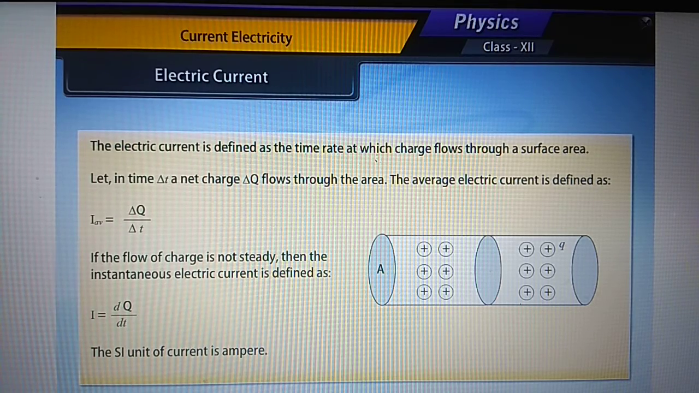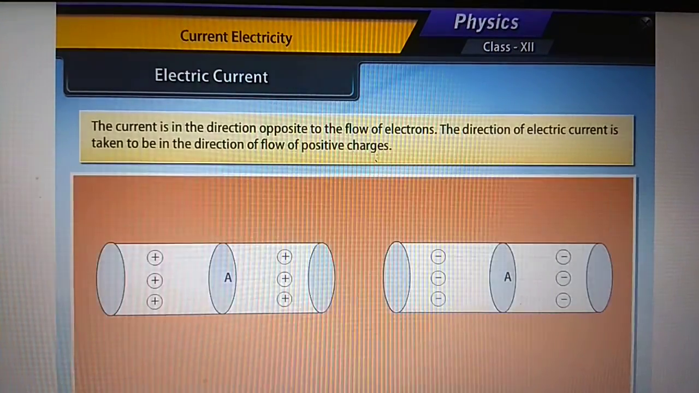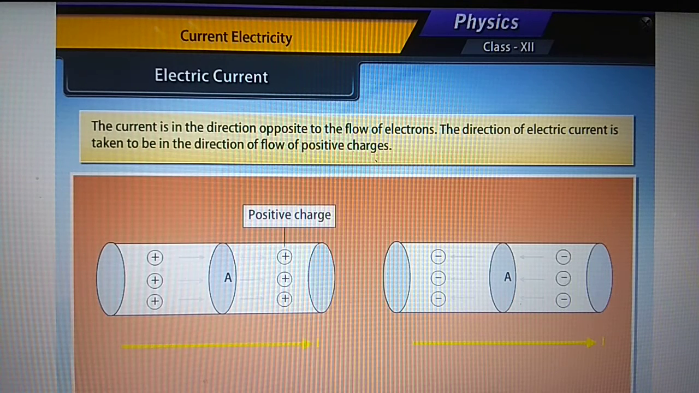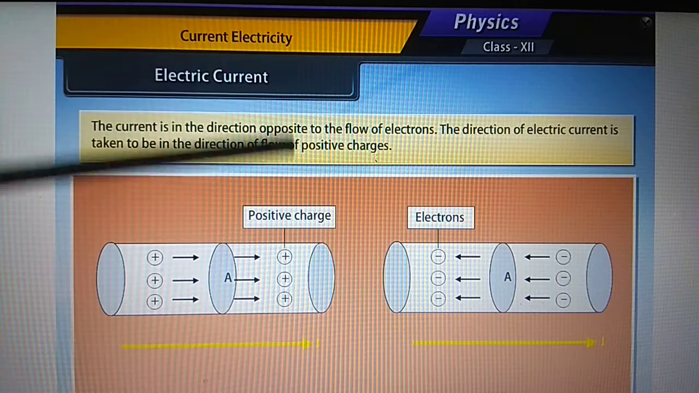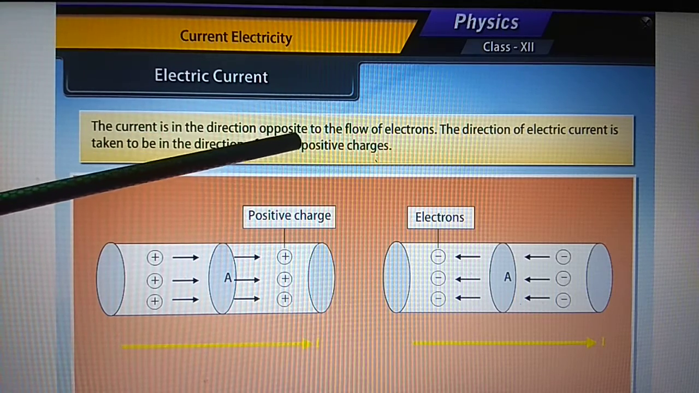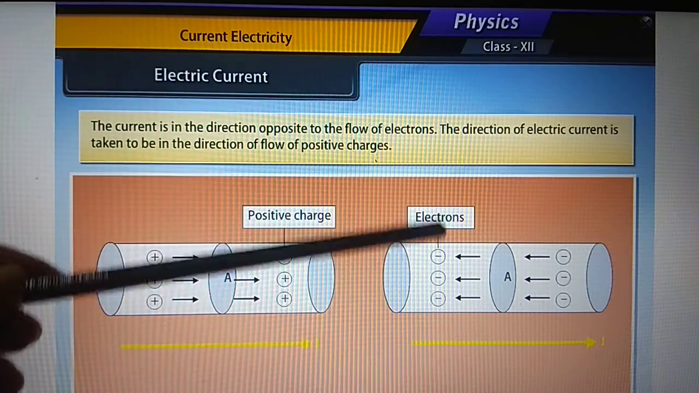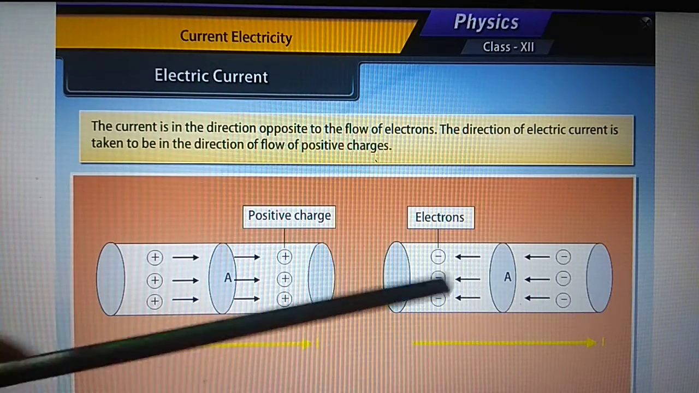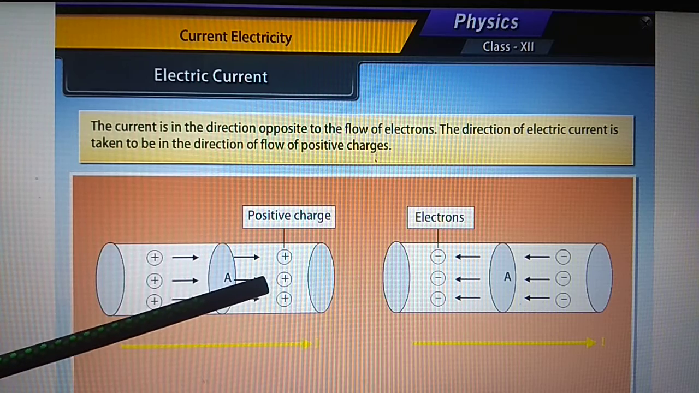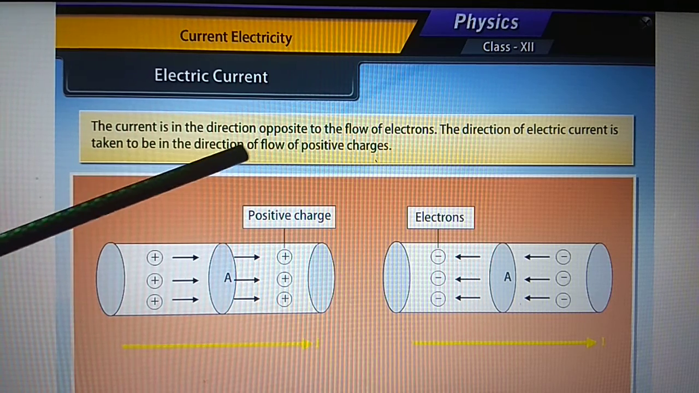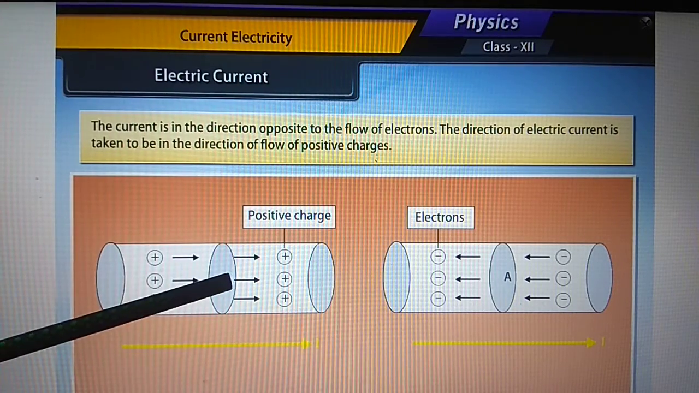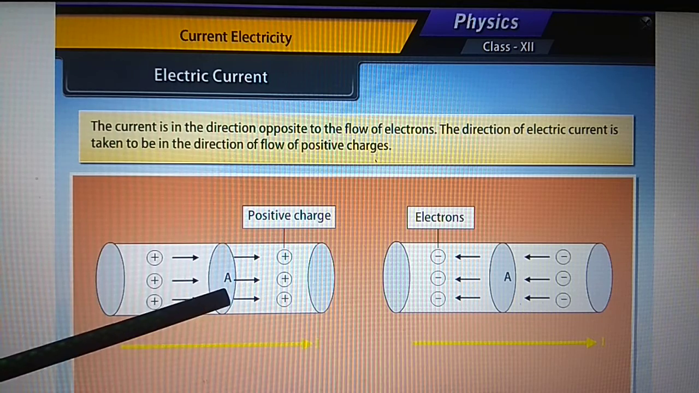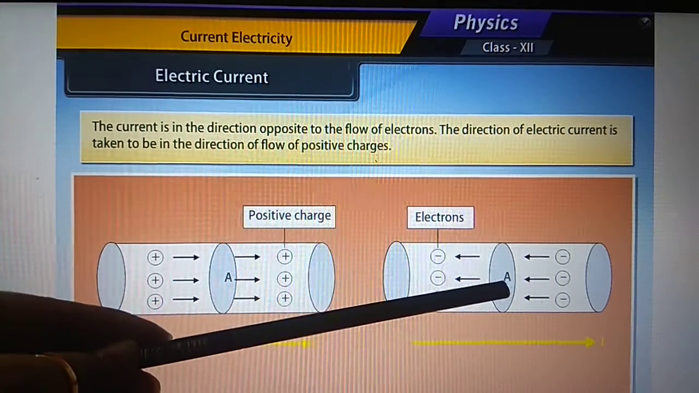The SI unit of current is ampere. The current is in the direction opposite to the flow of electrons. The direction of electric current is taken to be in the direction of flow of positive charges. Now, the direction of current is opposite to the direction of flow of electrons. Electrons flow from negative to positive charge, and the direction of current is taken to be in the direction of positive charge. So electrons will move from negative to positive, but current moves in the opposite direction, from positive to negative charge.